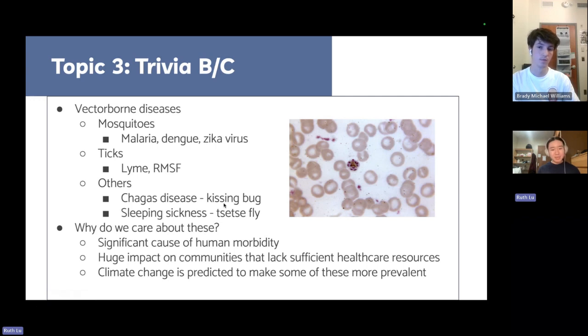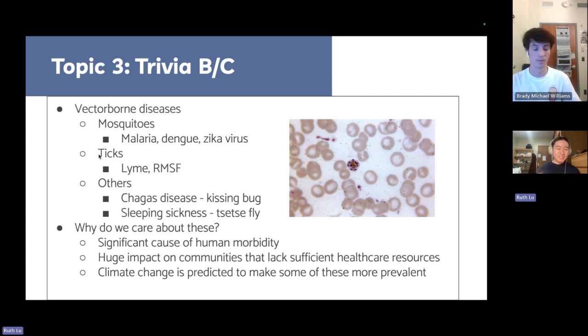In general, I believe the kissing bug is expected to get more prevalent, ticks, mosquitoes, all that kind of stuff. So for mosquitoes, there's malaria, which is this picture here. It's caused by this parasite, and then it infects the red blood cells. There's also dengue fever, which is a virus, and Zika virus, which doesn't cause disease in healthy humans, but it does cause birth defects. You might have heard of it a couple of years ago.